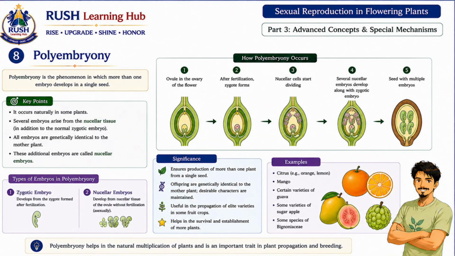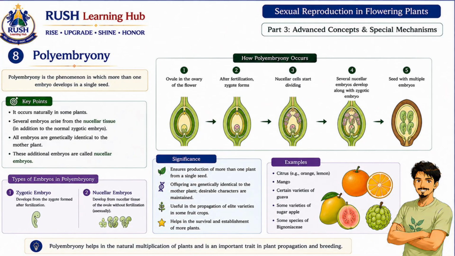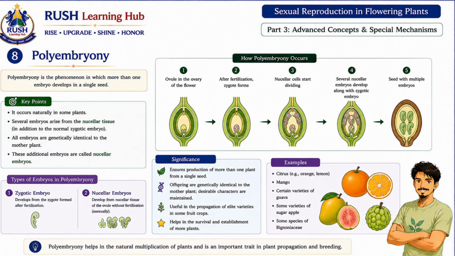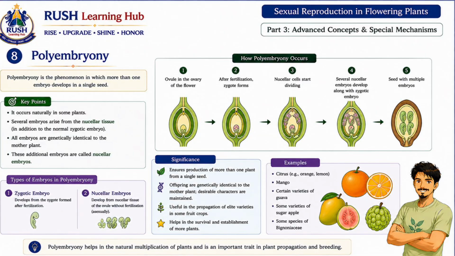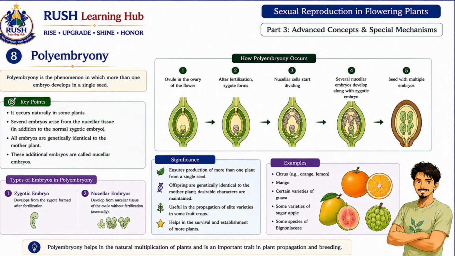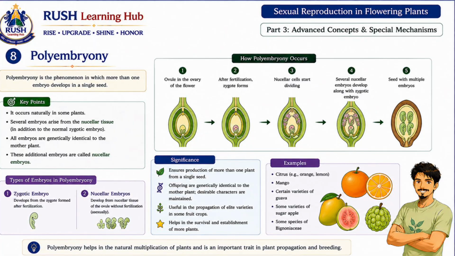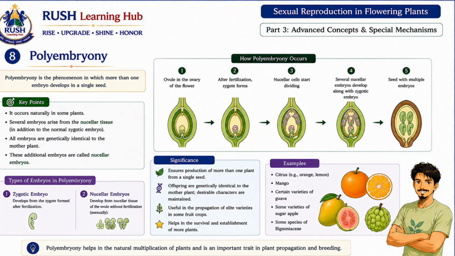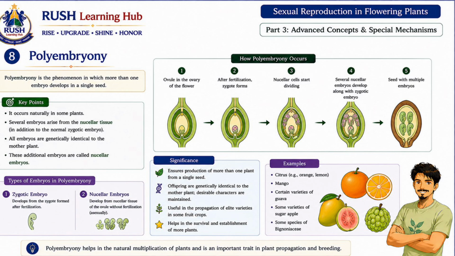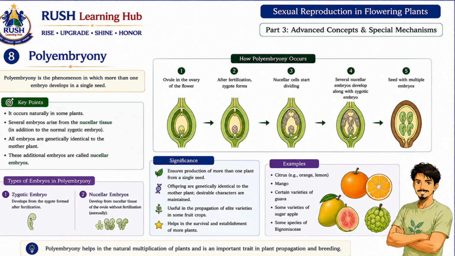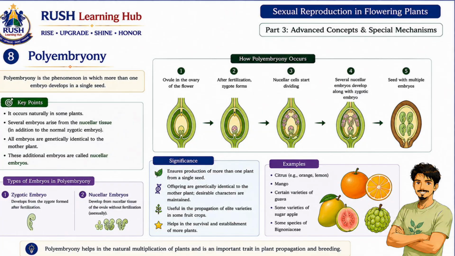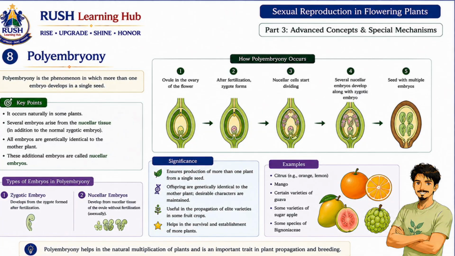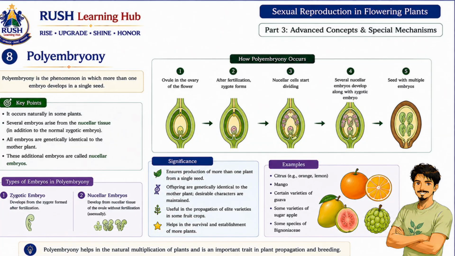Formation of multiple embryos. After fertilization, a zygote is formed inside the ovule. This zygote normally develops into a single embryo. However, in certain plants, some cells of the nucellus surrounding the embryo sac begin to divide and develop into additional embryos. These embryos are known as nucellar embryos. As a result, the seed contains one normal zygotic embryo along with several additional nucellar embryos. Therefore, when the seed germinates, it may produce more than one seedling.